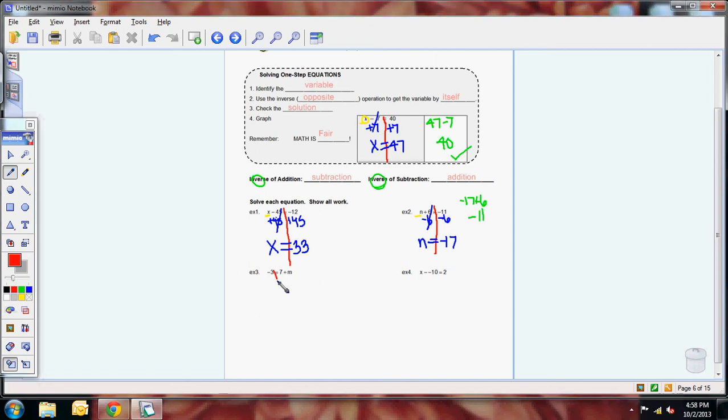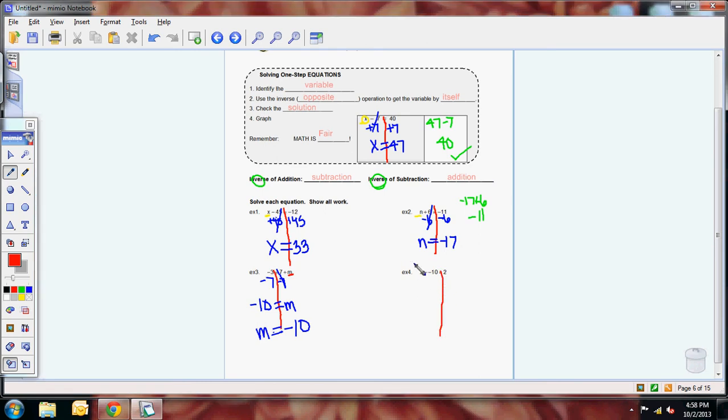Alright, this one looks a little weird because my variable is on a different side this time. So just remember, you're always just trying to get the variable by itself. So if I'm trying to get m alone, I'm going to do the opposite. This is a positive 7. So to get m by itself, I would subtract 7 on both sides. So I'm left with m equals negative 10. You can rewrite it so it looks normal with the variable on the left, but either one would be acceptable.